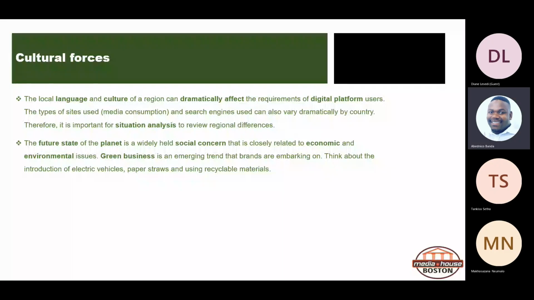So the future state of the planet is a widely held social concern that is closely related to economic and environmental issues. Green business is an emerging trend that brands are embarking on. We are going to talk about green business when we are looking at environmental issues. So think about the introduction of electric vehicles, paper straws, and using recyclable materials. So we cannot ignore the role of culture, the role of language, the role of religion as social aspects of the digital marketing environment.